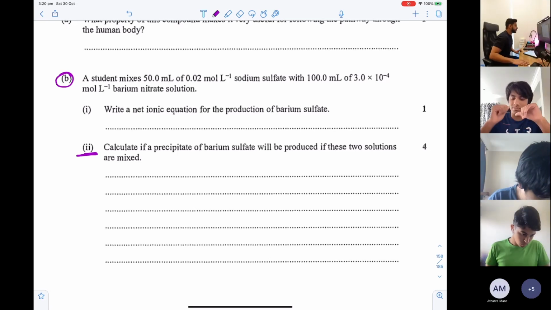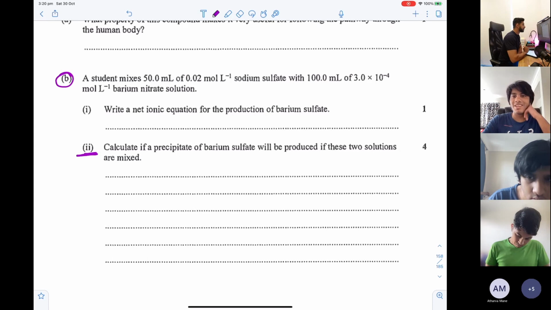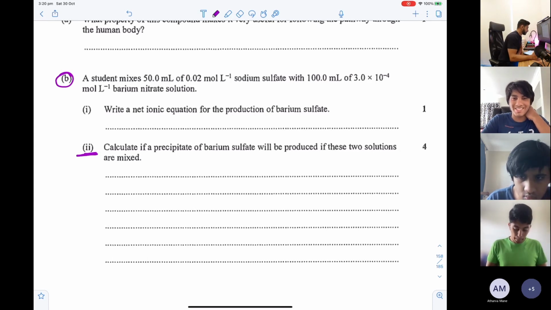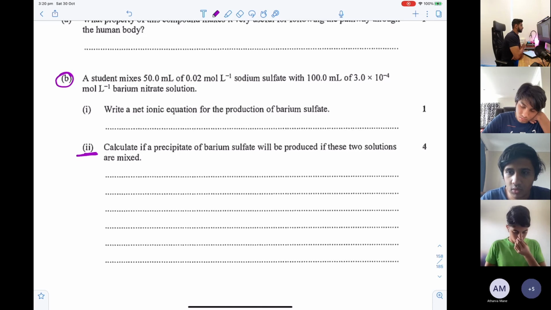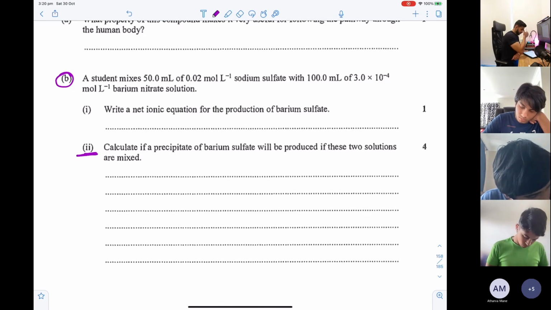Okay, anyone got an answer? I got no precipitates formed, but I'm not too sure. Okay, sure, we'll go through this. Has anyone else got an answer? Okay, don't worry. I put you all in the deep end.